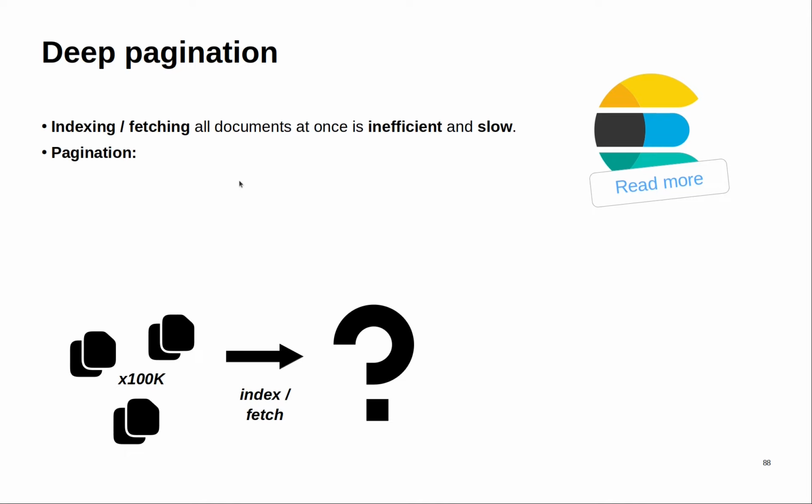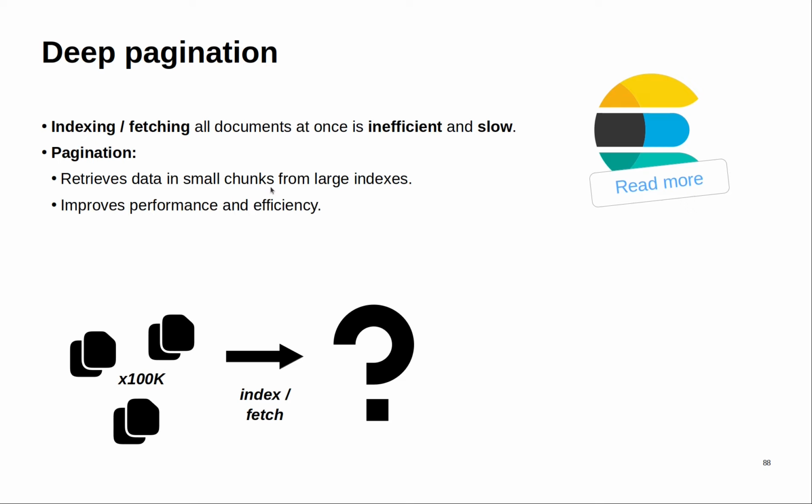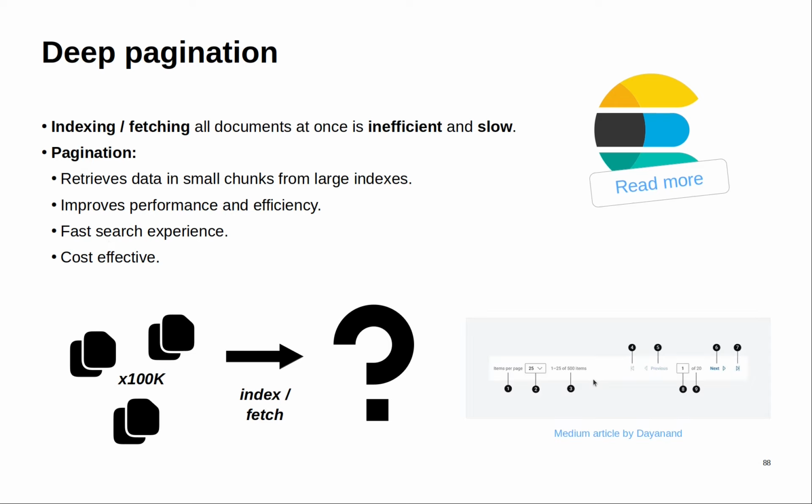Pagination comes into play here, allowing you to retrieve data in smaller chunks. This approach enhances the performance and efficiency of your system. Users will benefit from a quicker search experience, and if you are utilizing Elasticsearch in the cloud, pagination proves to be cost-effective. This image illustrates how pagination appears to users.